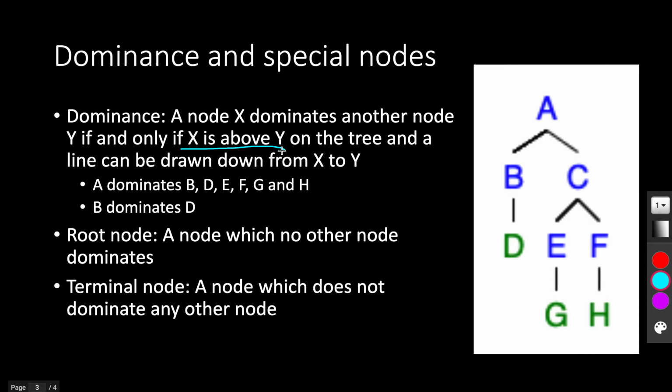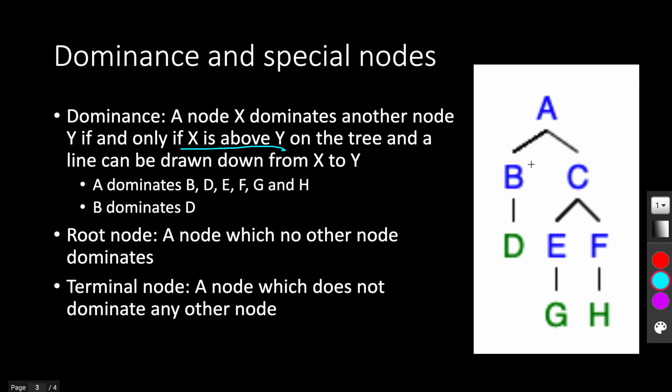And by above, we don't mean the spatial sense of above, right? In terms of our drawing, I mean, we could draw the tree differently, and it might be that G is actually above B because we extended this branch all the way down here and drew B right there. That's not what we mean when we talk about one node being above another node in a syntax tree. We mean above in terms of how many levels of structure are between it and another node.